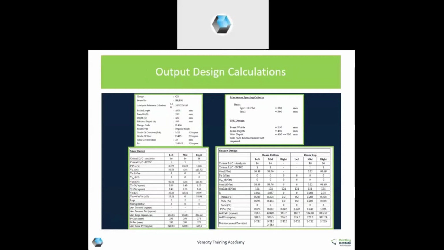Also, you get the output design detail calculations, where for each load case or load combination, whatever worst combination you are having, that is reflected in your output, and you can get a detailed report of that. Also, the spacing criteria which RCDC has used, it will give you in the output calculation.